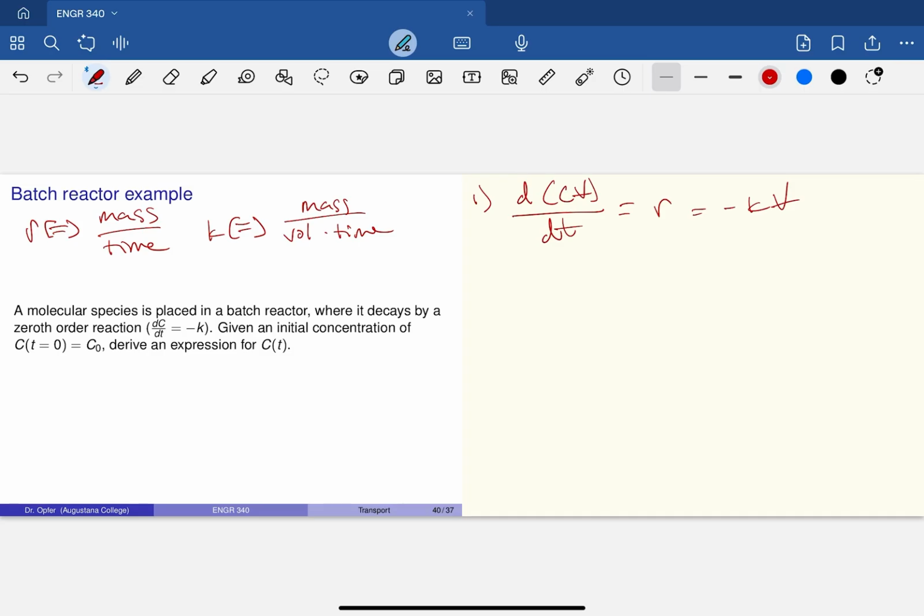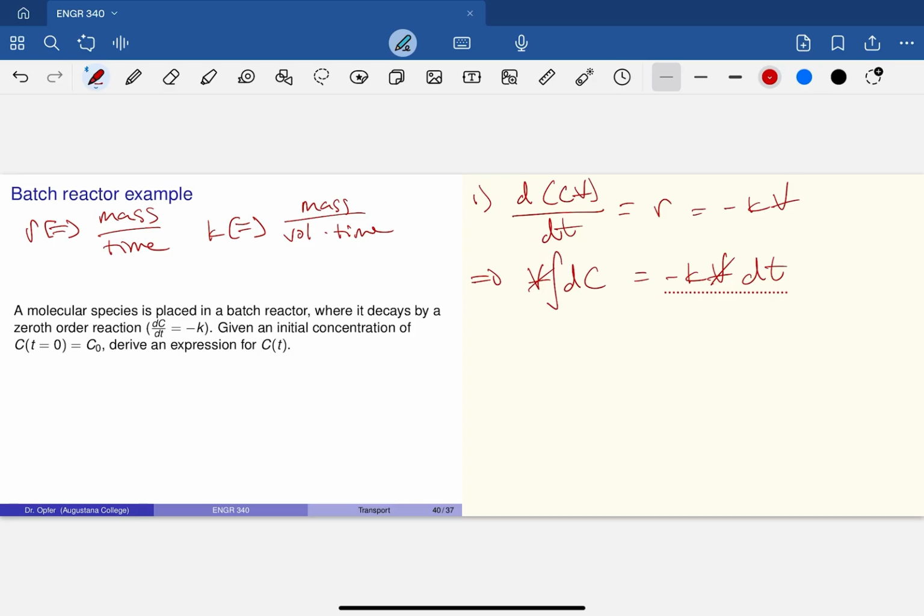All right, now this is an ODE that we know what to do with. Let's assume volume is constant. So then we can write volume times dC. I'm going to multiply both sides by dt, and then I'll get minus KV dt. Okay, so we can see right away that these volumes will cancel, so we don't actually need to know the volume of the batch reactor, we just need to know that it's a constant volume.